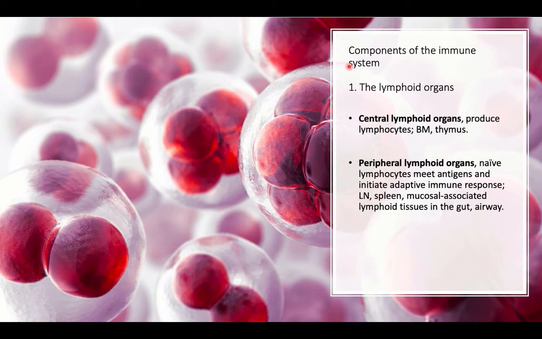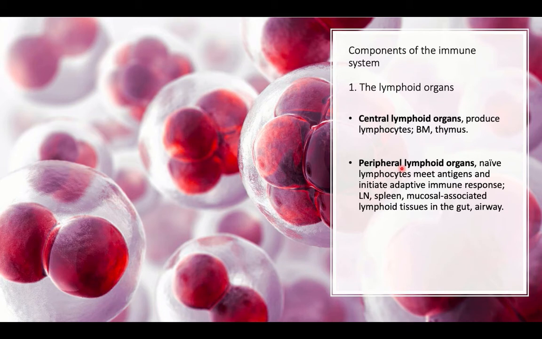Components of the immune system. This includes the lymphoid organs and immune cells. The lymphoid organs: we have central lymphoid organs, including bone marrow and thymus, that produce the lymphocytes. And we have peripheral lymphoid organs, where naive lymphocytes, which are immature or non-specific lymphocytes, meet antigens, okay, presented to them by antigen-presenting cells. And then they initiate an adaptive immune response.